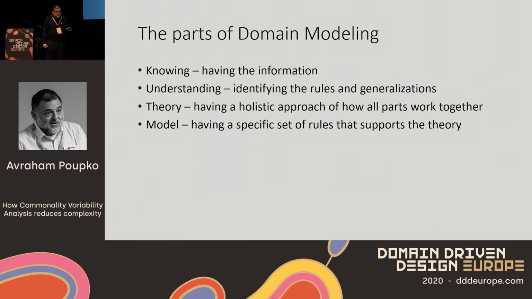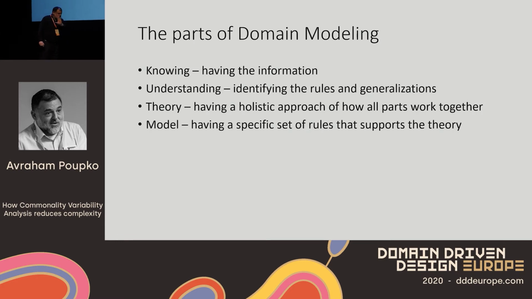So, when we do domain modeling, we first have to gather information. We might call that knowing, the raw knowledge. The difference between knowing and understanding is intuitive to all of us. We understand, we start mining rules and generalizations. We start taking those rules and generalizations and building them into a theory. And then maybe at some point we'll have a model. There'll be a specific set of rules that can be represented in some way that will give us an actual model that we could show, that we could talk about.